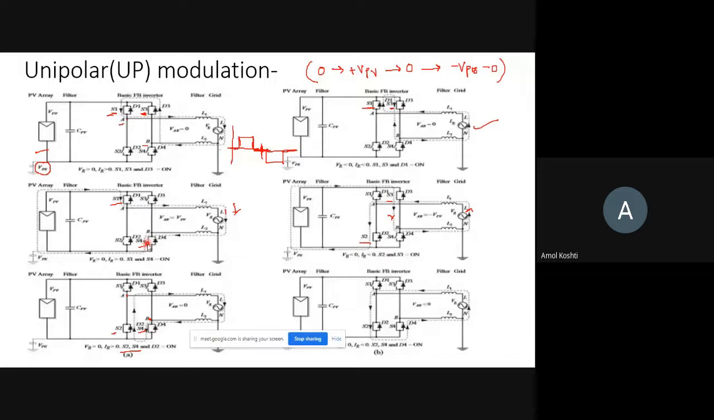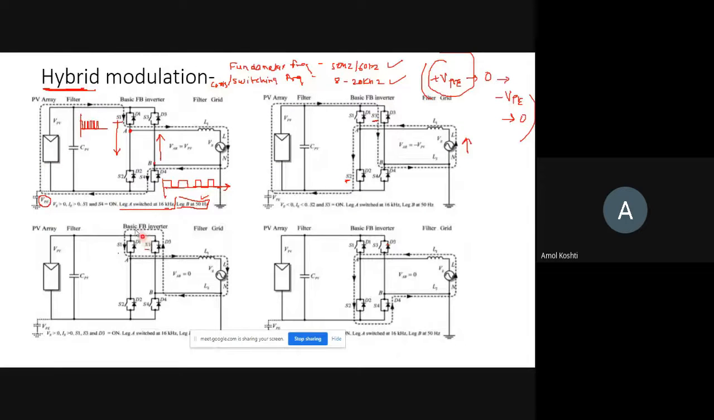So by considering these two frequencies, if we see here the hybrid modulation, here the S1 and S2, here we have two legs. In every leg we have two switches. So this leg A is switched with the high frequency, that is carrier frequency, and this leg B is switched with the grid frequency, that is fundamental frequency, to produce the output. So that is the reason it is named as a hybrid.